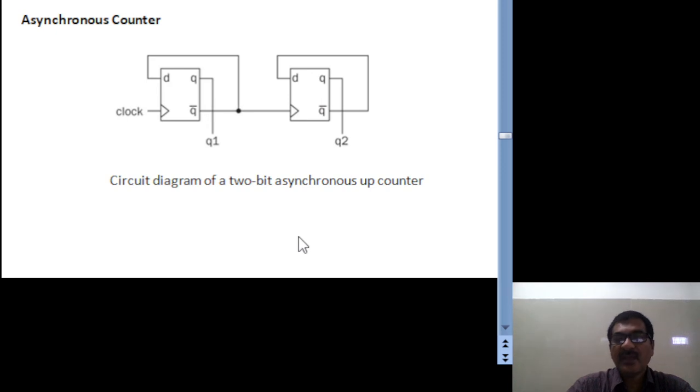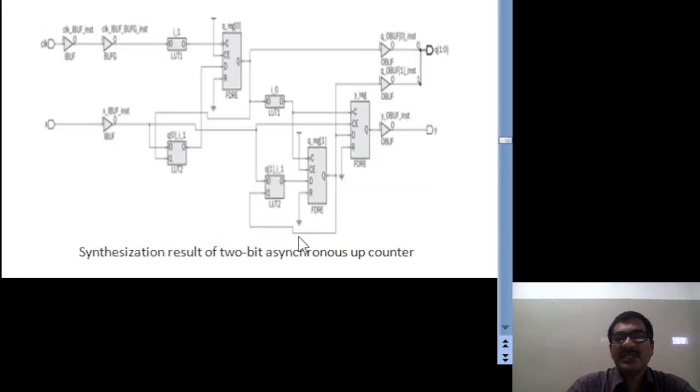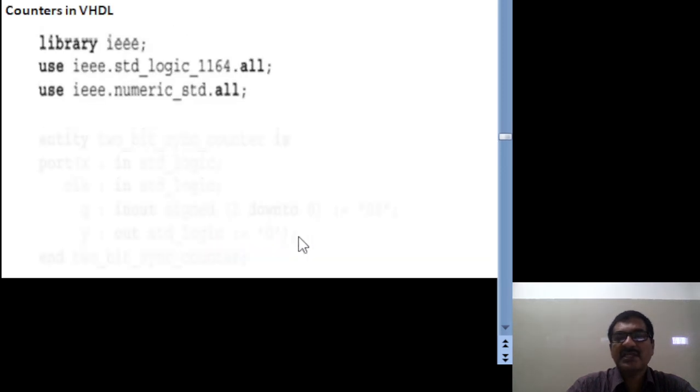Okay. Now let us see the VHDL representation for both these counters. So when you come to the VHDL representation, let us take first of all a synchronous counter.